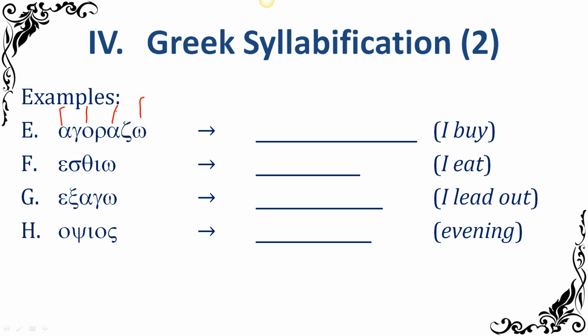Now, when you have double gamma, it's actually an N sound. So I should have used a different example. I apologize. First one is N, the second one is G. All right, so neither of those exceptions apply.